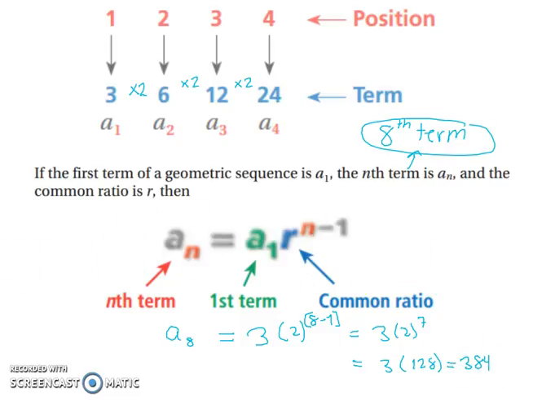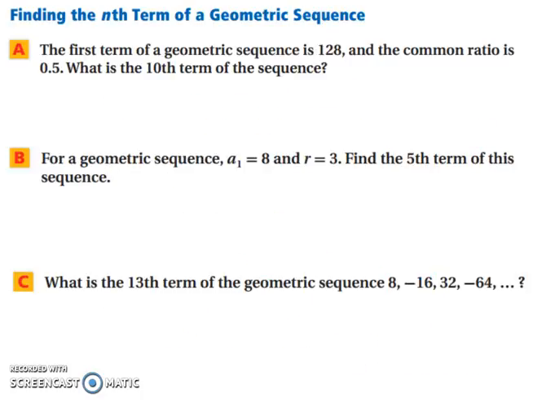Let's take a moment and practice. So let's do this first one together. The first term of a geometric sequence is 128. The common ratio is 0.5. What is the 10th term of the sequence?